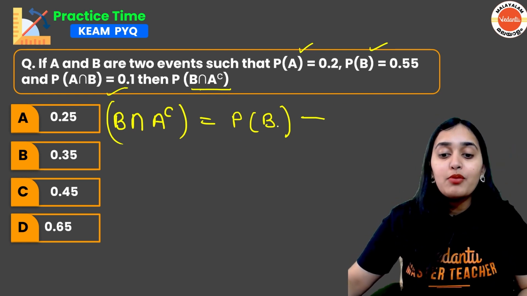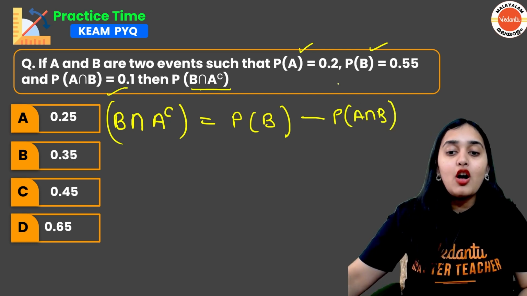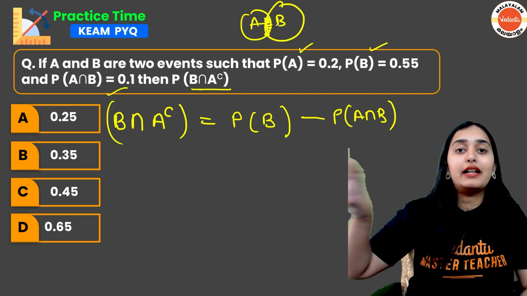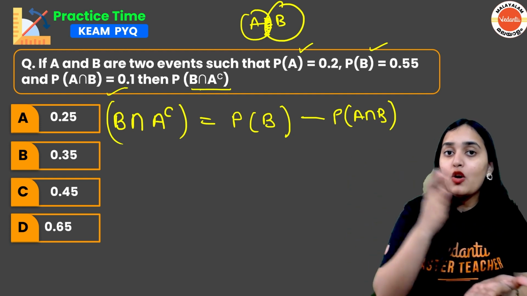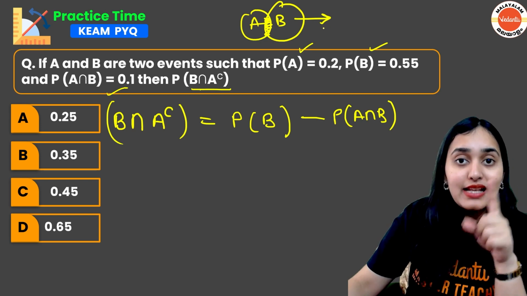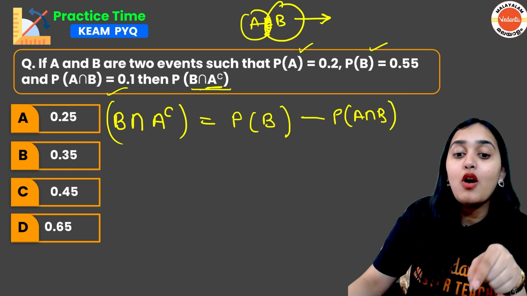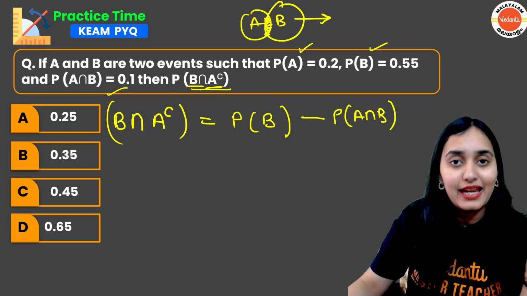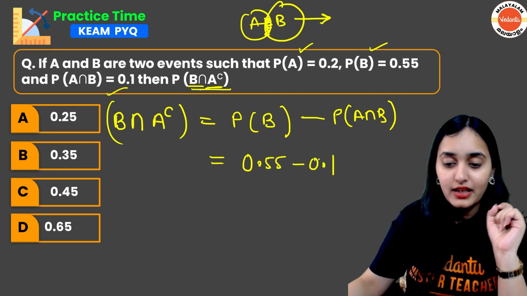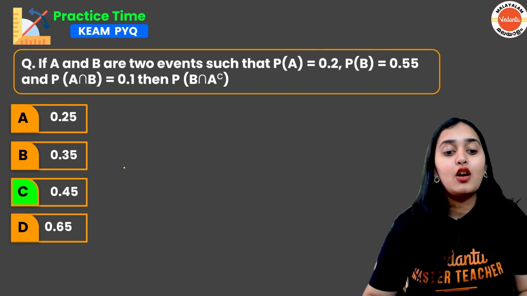So what will I do? Probability of B minus probability of A intersection B. Because if there is anything common between A and B, this will be eliminated. So when you eliminate anything common between A and B, only B is left. Only this part is left. And that is asked in the question. They are asking in the question, common between B and A complement. A complement means not A. So this will be 0.55 minus 0.1. So this will be 0.45. Which option? Option C.